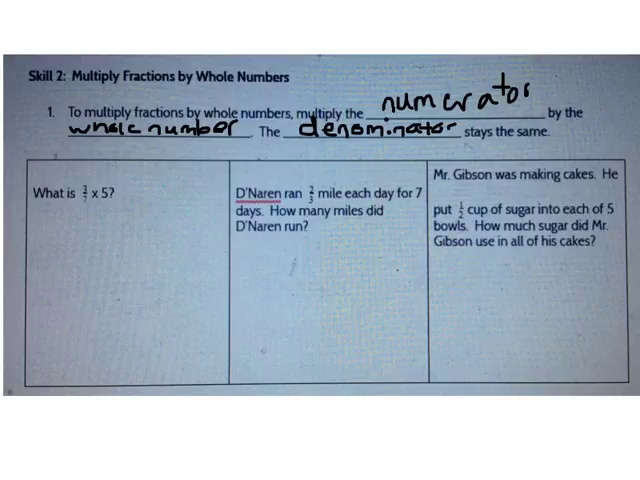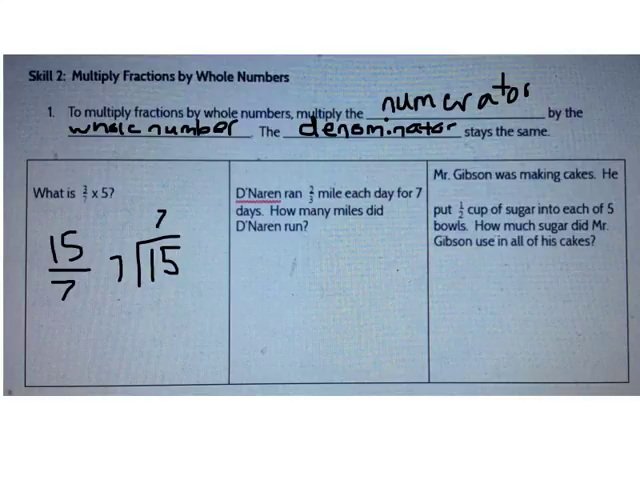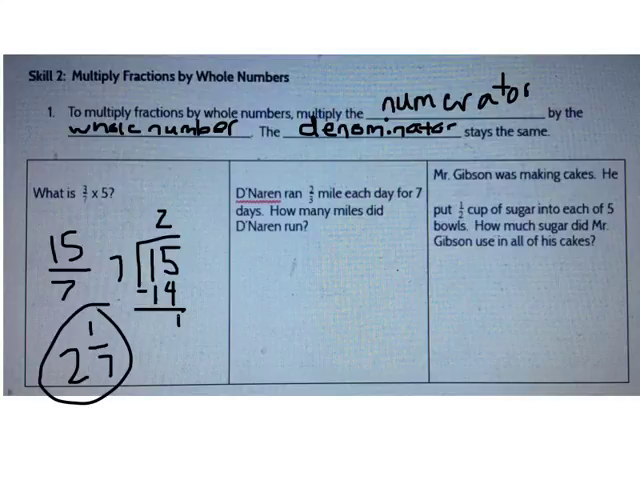What is 3/7 times 5? Well, first I need to multiply the numerator times the whole number. What's 3 times 5? It's 15. The denominator stays 7. Now I can change that into a mixed number. Go ahead and change that into a mixed number using division. I can divide 15 by 7. 7 goes into 15 twice, with 1 left over. So the answer is 2 and 1/7.